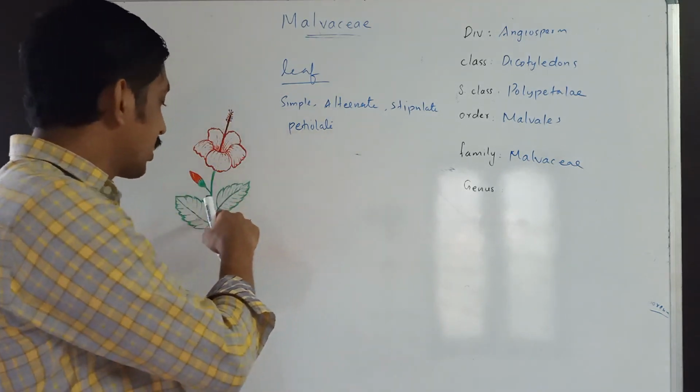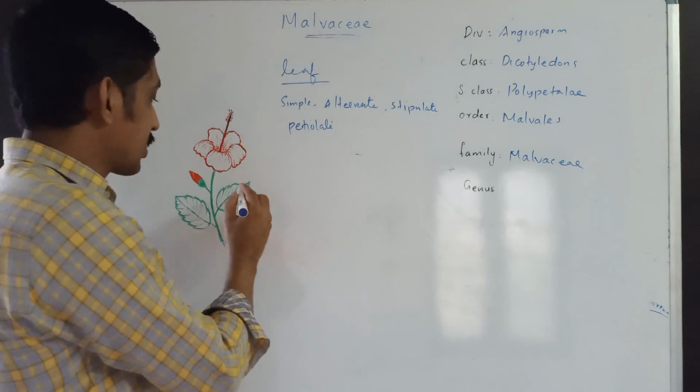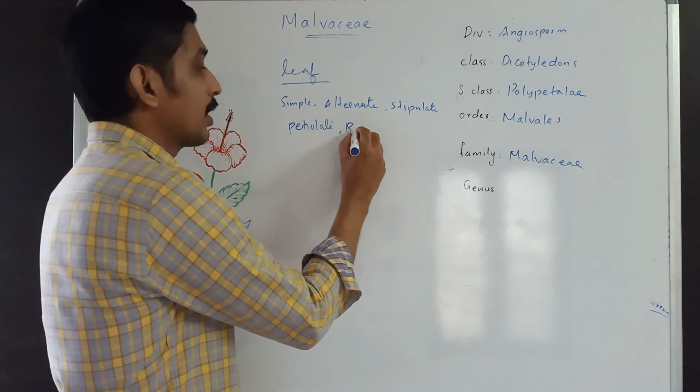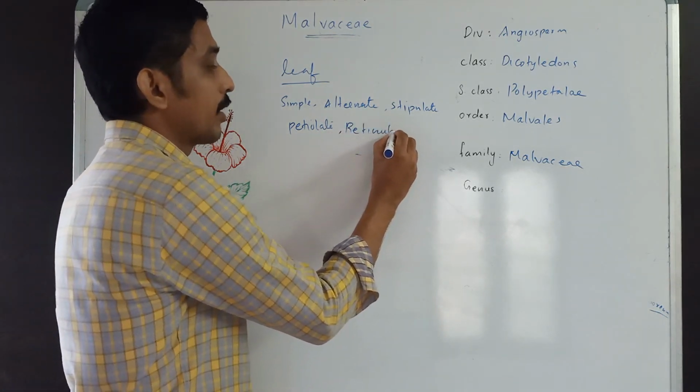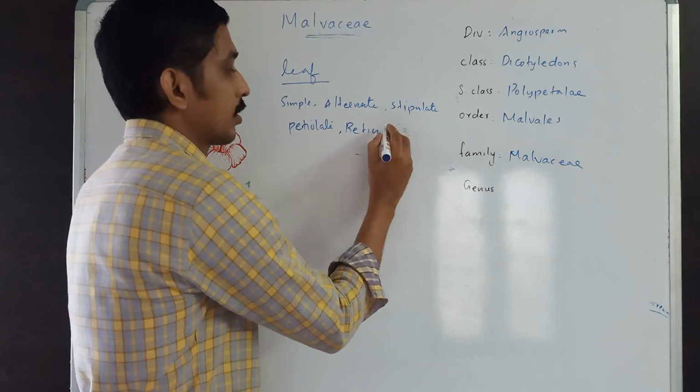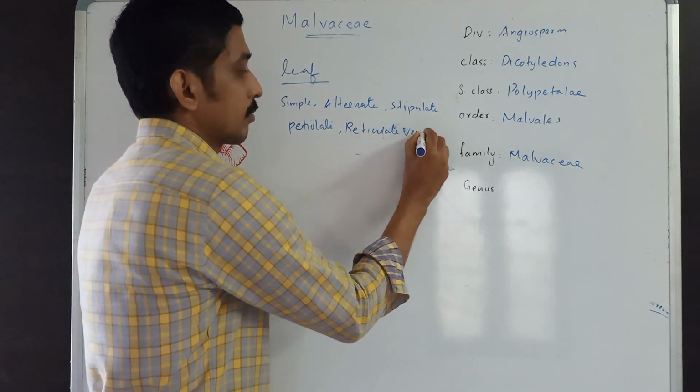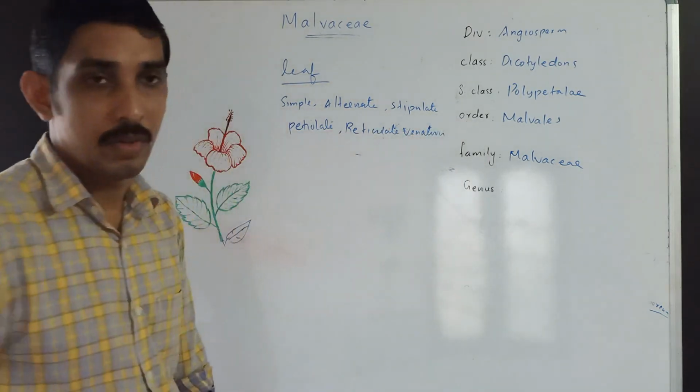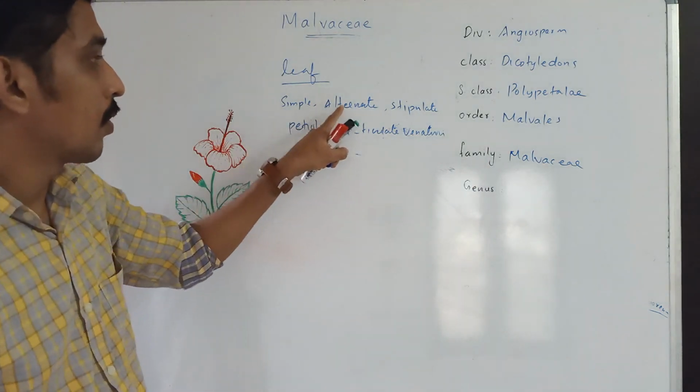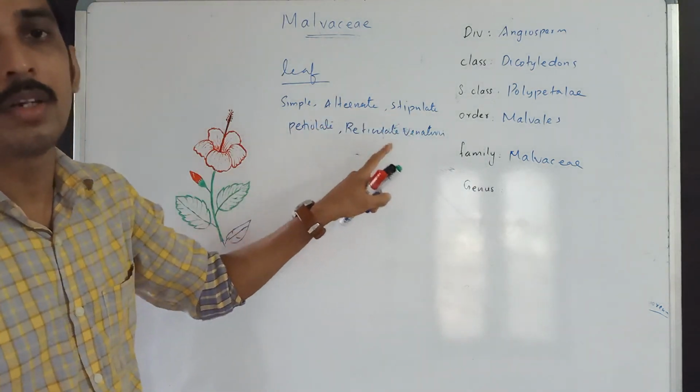And you can see the venation. This venation is called reticulate venation. That is the unique feature of dicot plants, reticulate venation. So the leaf is simple, alternate, stipulate, petiolate, with reticulate venation.